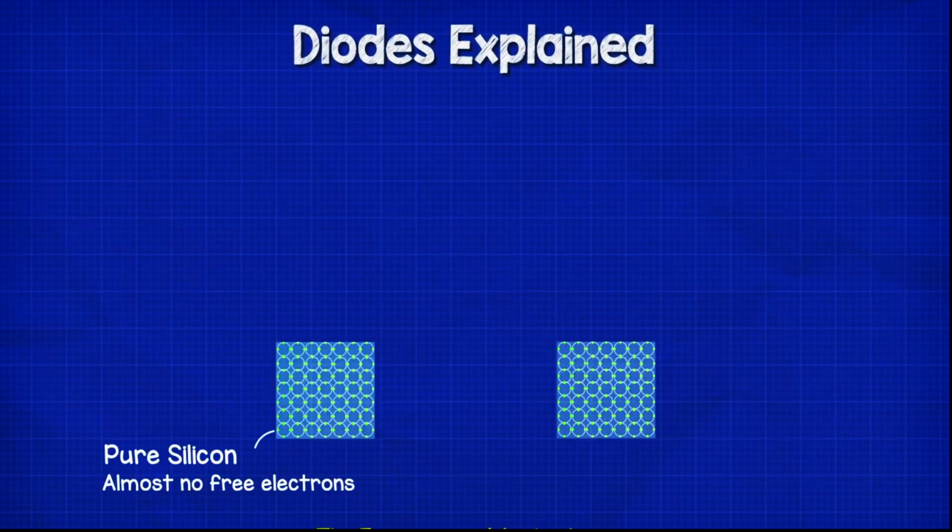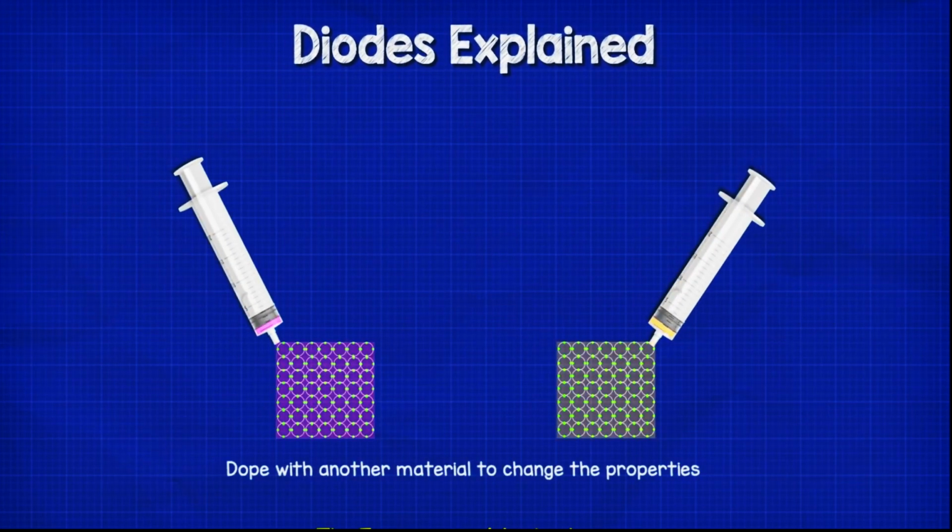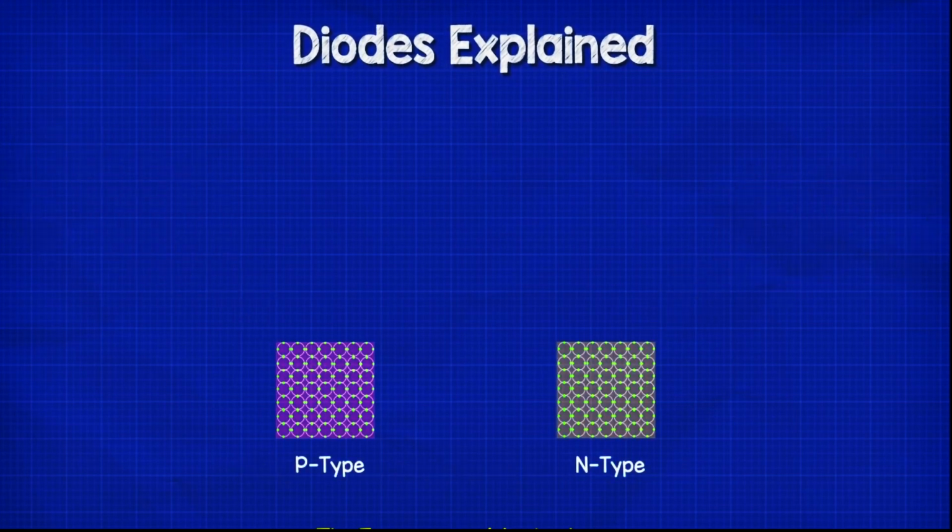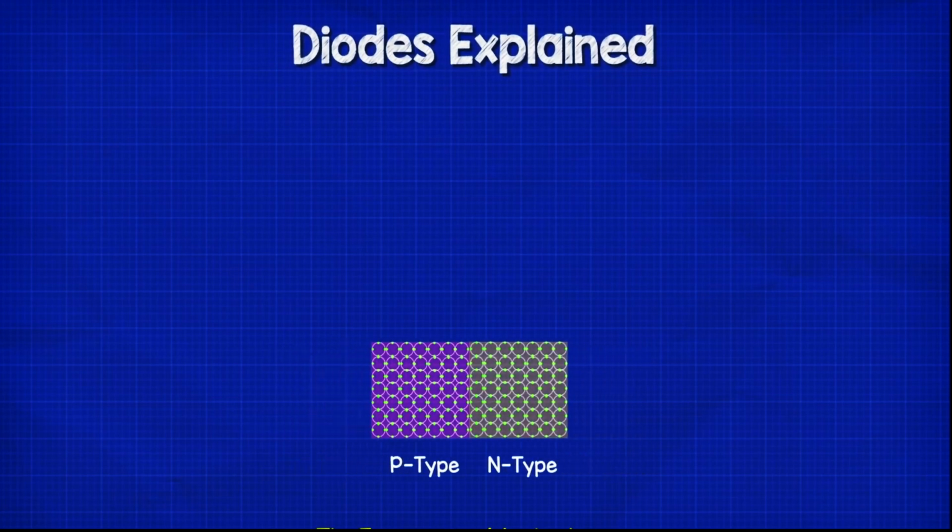Pure silicon has almost no free electrons, so what engineers do is dope the silicon with a small amount of another material to change the electrical properties. We call this p-type and n-type doping. We combine these doped materials to form the diode.